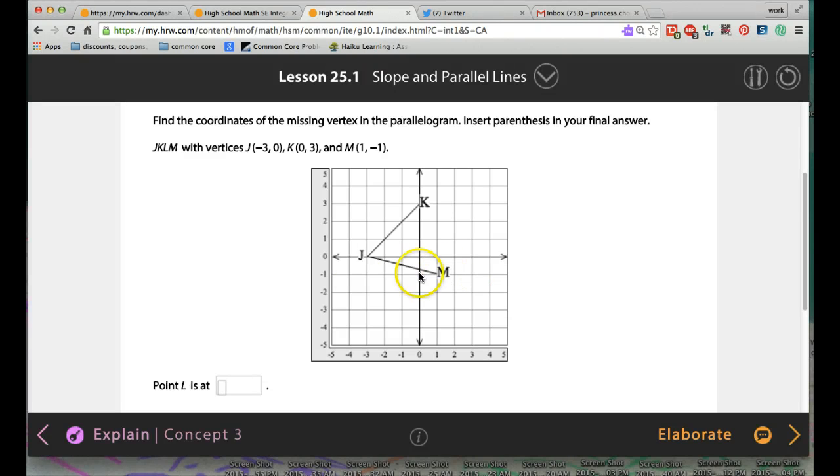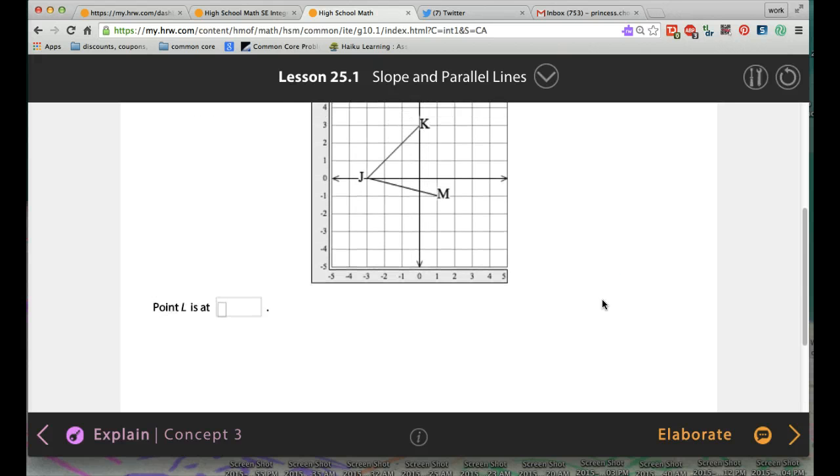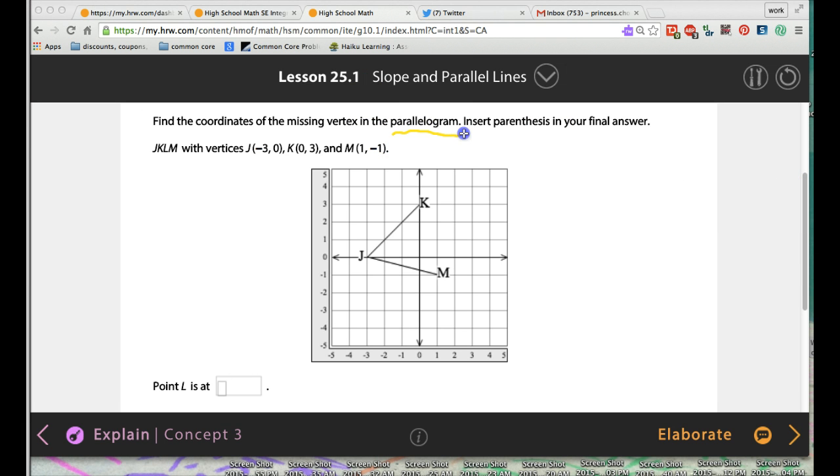Okay, so they have given you the points for J, K, and M, but they did not give you a point for L. Okay, so let's see. There is no other guiding steps for you. You just have to come up with the point for L. Okay, so in this case, what you have to do is first figure out what kind of shape they want you to make. And this is a parallelogram.